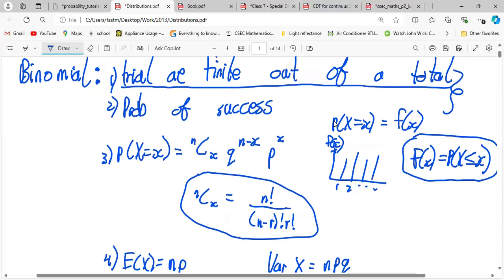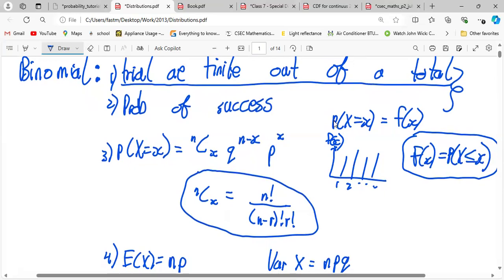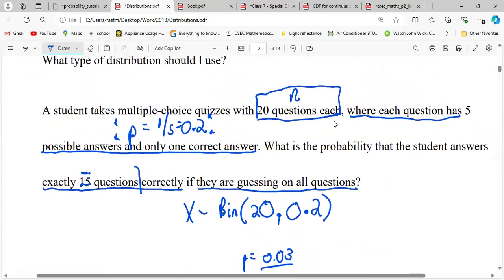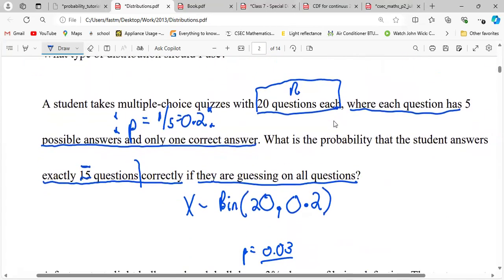Because you can't really word the question any other way, especially when you go into the other distributions, which also have keywords that kind of sell it out. When you put all that together, you can just read the question and you just know what distribution you have to use to answer it. All right, so that is binomial. So let's do a question. Hopefully I have enough space.